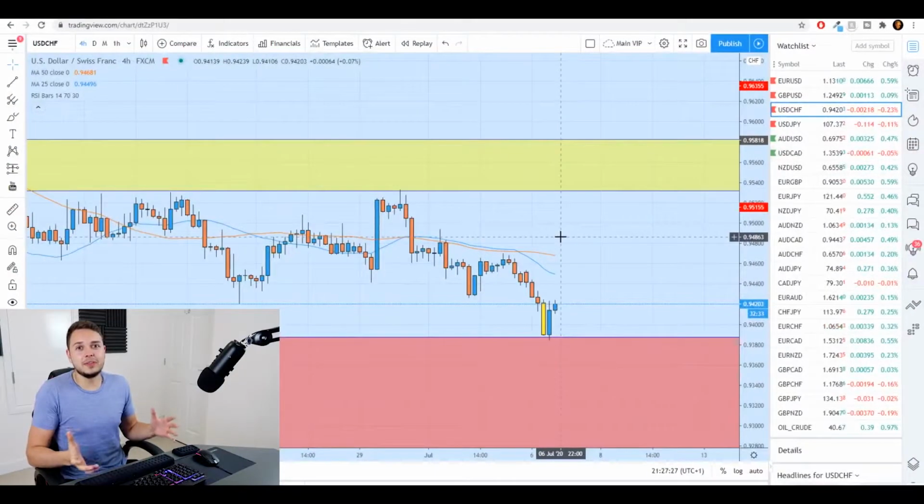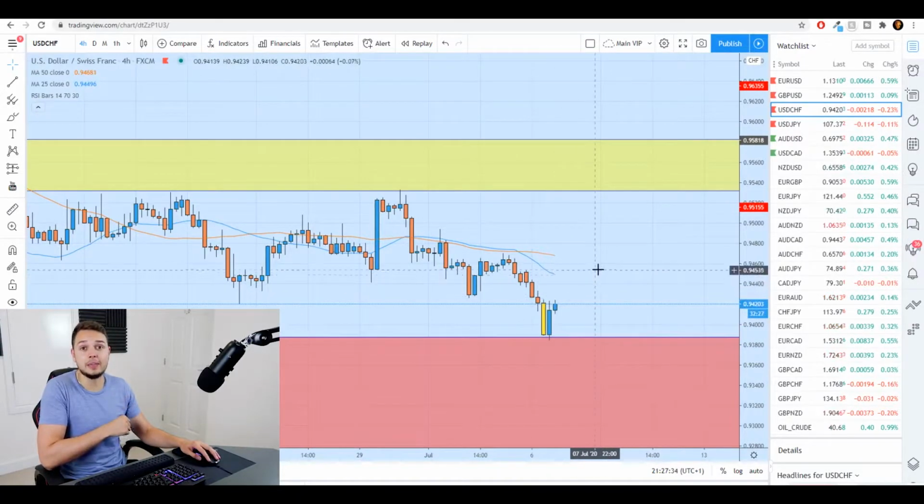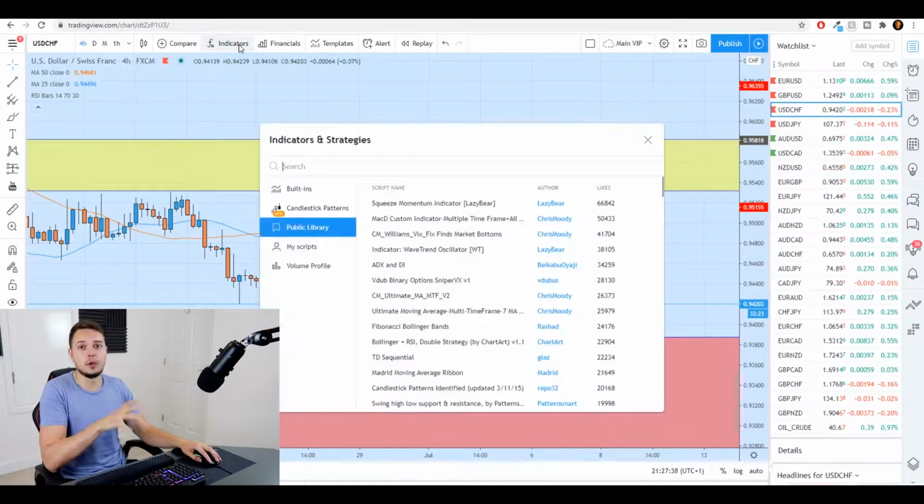So we're here on the USD Swiss franc currency pair. As you can see, I have RSI bars already on. There's a yellow candlestick. What does it mean? It's actually RSI. It's awesome, right? Indicators. So where do we find it?